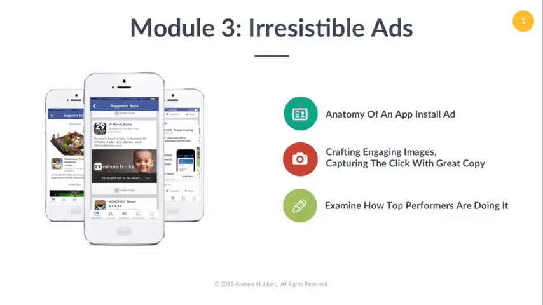Then we're going to move on and look at how we can craft engaging images that catch people's attention. After that, we'll look at how we can capture the click. We want to get people to click on our ads by using great copy or great ad text. And after that, we're going to take a look at some examples and see exactly how the top performers are putting their ads together. We're going to look at the techniques and tactics that they're using so we can leverage those in our own Facebook ads. Now let's move straight into the anatomy of an app install ad.